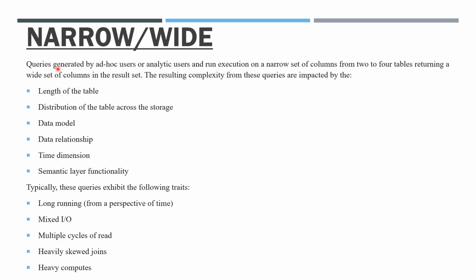Narrow or wide. Okay, these are queries generated by ad hoc users or analytic users that run execution on a narrow set of columns from 2 to 4 tables, returning a wide set of columns in the result set. The resulting complexity from these queries is impacted by the length of the table, distribution of the table, data model, data relationship, dimension, and semantic layer functionality. Typically these queries exhibit the following traits. There are 5 traits: long-running mixed input-output, multiple cycles of read, heavily skewed joins, and heavy computes. Okay, last one.